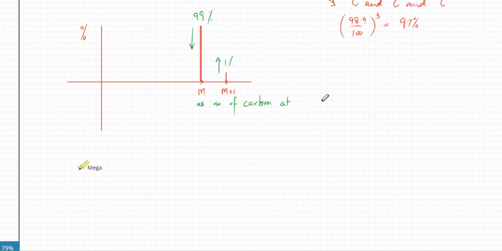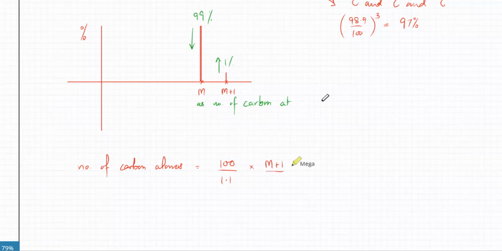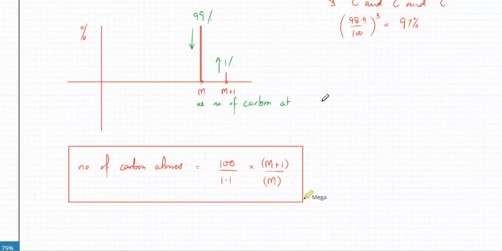Anyway, so this is the first formula that we're going to do, the number of carbon atoms. You can figure out the number of carbon atoms by this simple formula, which is 100 over 1.1 into m plus 1 height over the m height. Okay, that's the formula which you have to remember. It's m plus 1 height over m height.